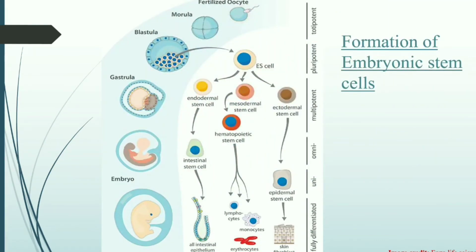So as you can see here, the fertilized oocyte leads to the formation of zygotes, which further divide into morula and then blastula, giving rise to the embryonic stem cells, which are pluripotent in nature. These embryonic stem cells further give rise to endodermal stem cells, mesodermal stem cells, ectodermal stem cells, etc.